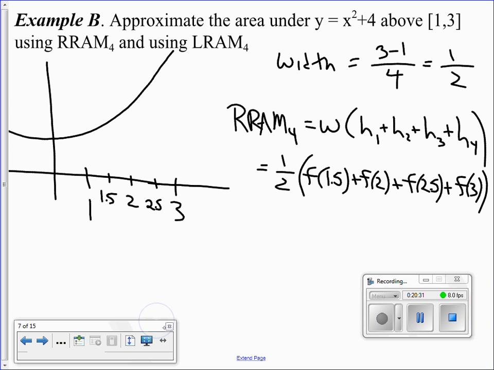I should choose decimals or fractions. Make a decision. 0.5. So f of 1.5 was 6.25. Yeah, that's right. f of 2 was 8. f of 2.5 was 10.25. f of 3, 3 squared plus 4, is 13.